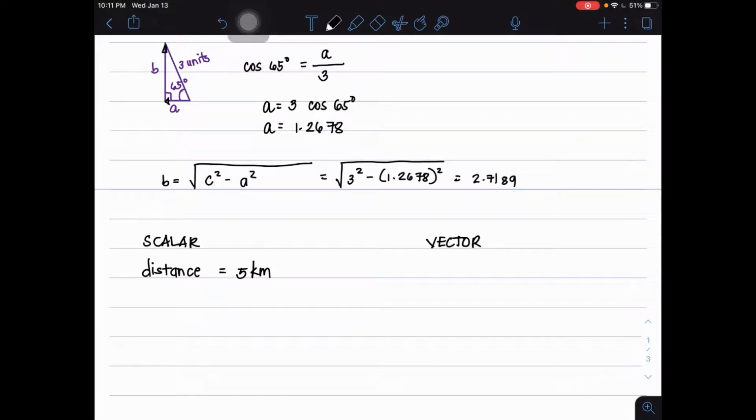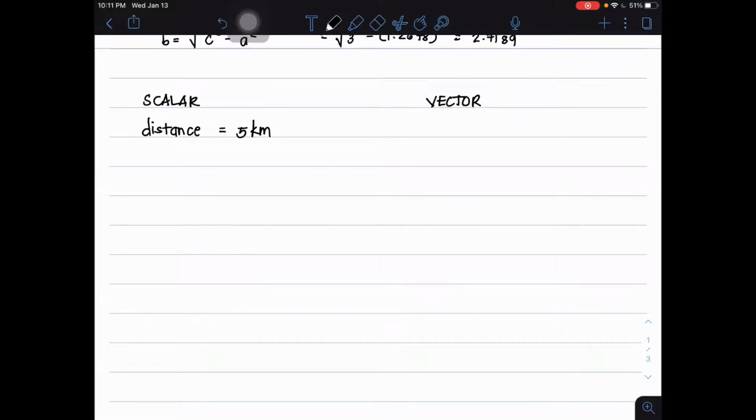Now for it to become a vector quantity, we need to put a direction. So let's say you're going to travel 5 kilometers north. Therefore, you already have a direction. Now from distance, this becomes a displacement. Displacement is a vector quantity. It has a magnitude and a direction. Now let me show you the difference.